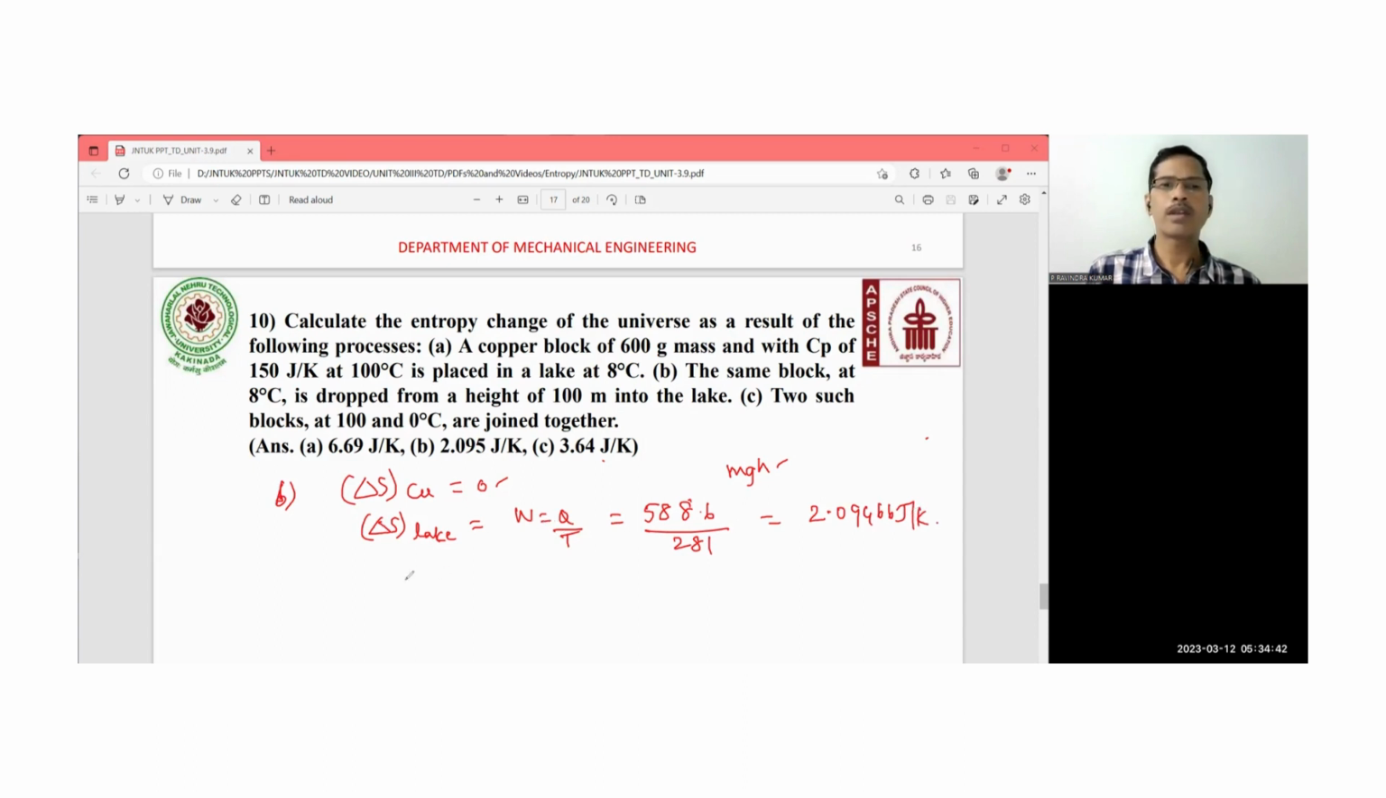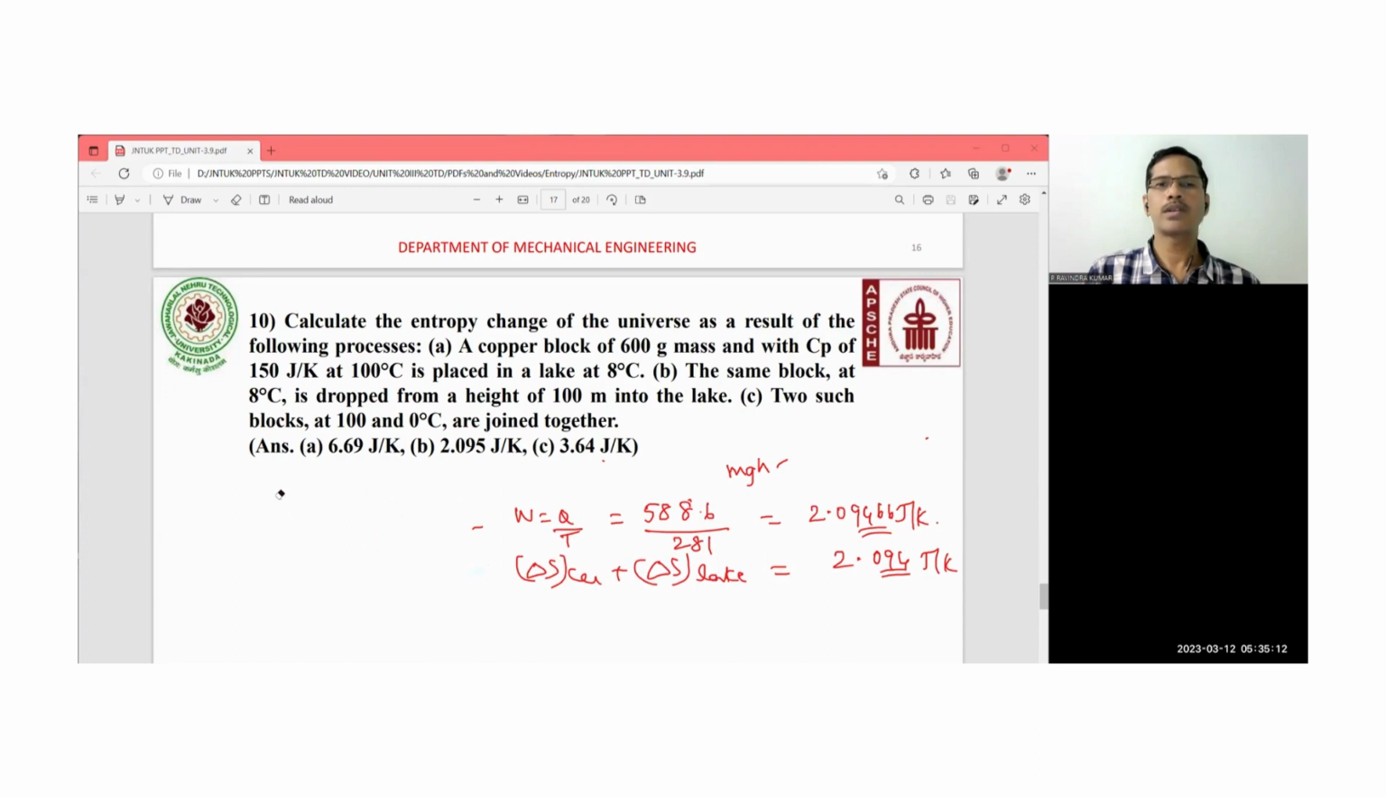So the copper block is 0. Now the entropy change of the universe is the entropy change of the copper plus the entropy change of the lake. So you can get it as 2.0946 joule per Kelvin. The same value you can get. So this is the second bit. Then the third bit, what is the third one?